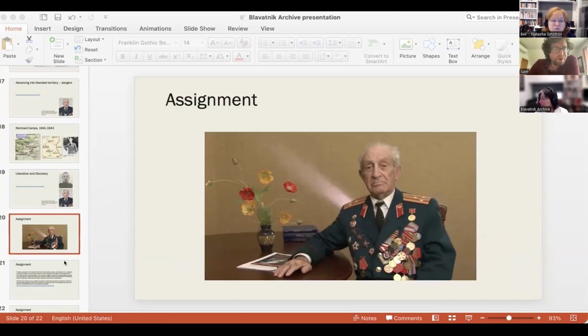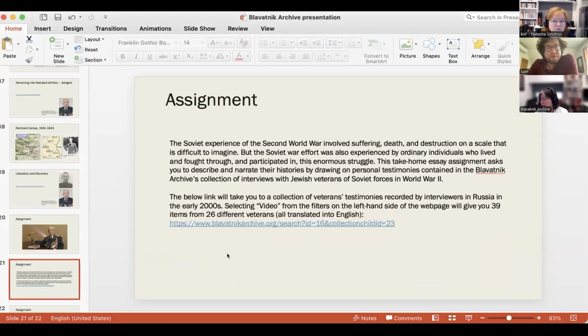So here's just a brief version of the assignment. I'm going to show you the full assignment, but basically in both my Modern Europe survey and in my course on Modern Russian history, I have an assignment based on the collection of veterans' testimonies. And the students don't see this assignment until it goes live. So it's a surprise to them.